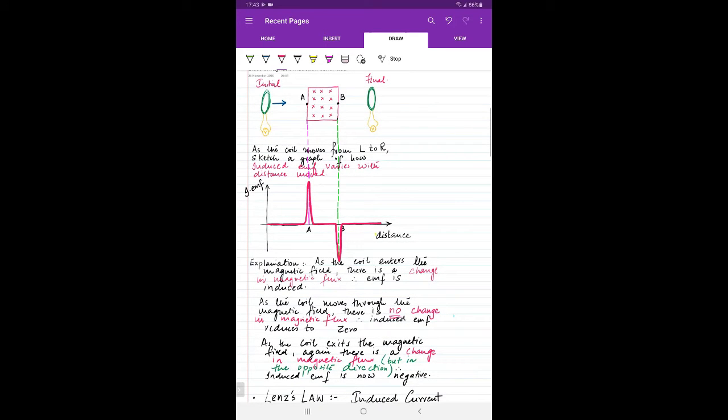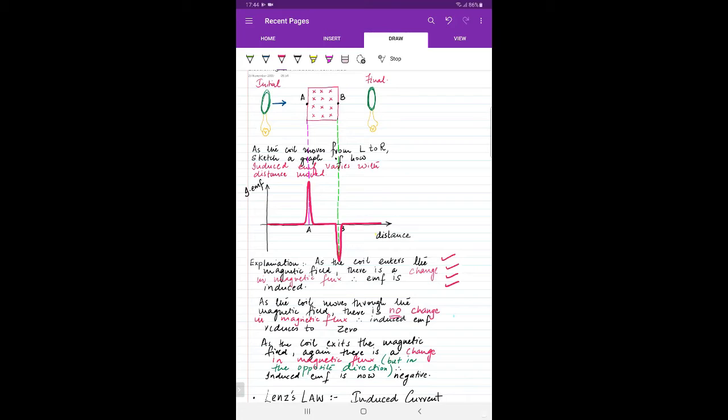So as the coil enters the magnetic field, there is a change in magnetic flux. Therefore, EMF is induced. Okay? So right at the point when the coil enters the magnetic field for the first time, there is going to be a change in cutting effect. Consequently, an EMF is induced.